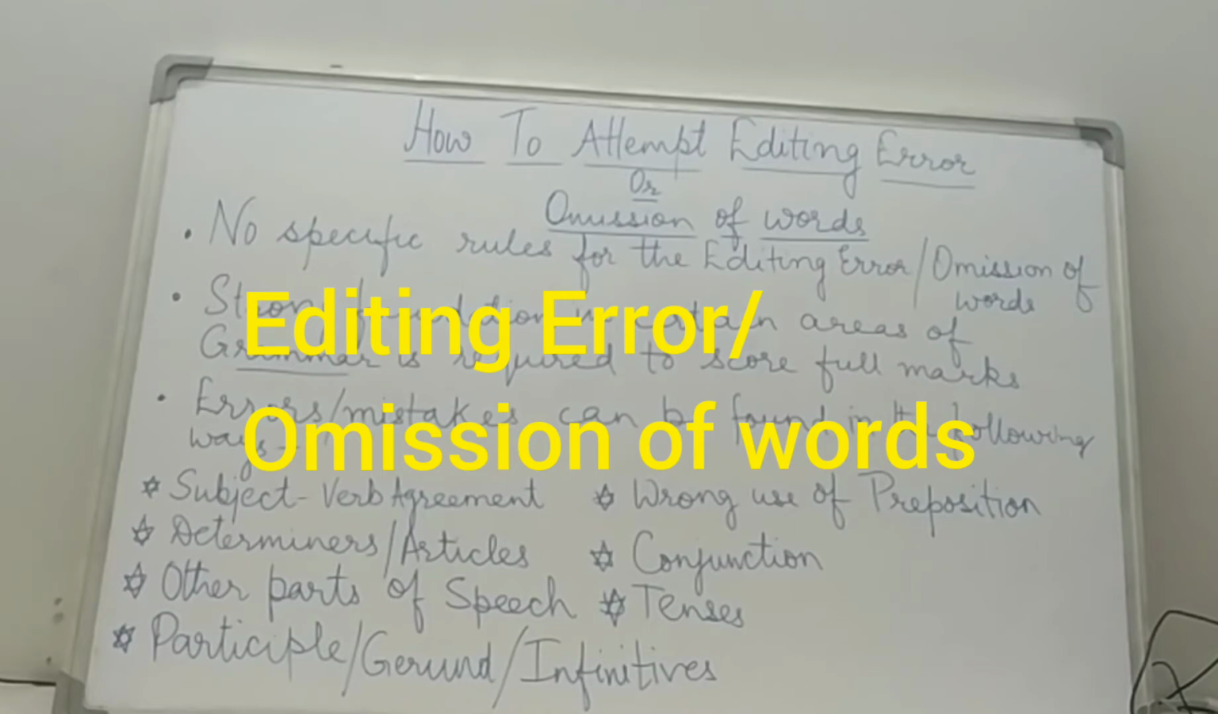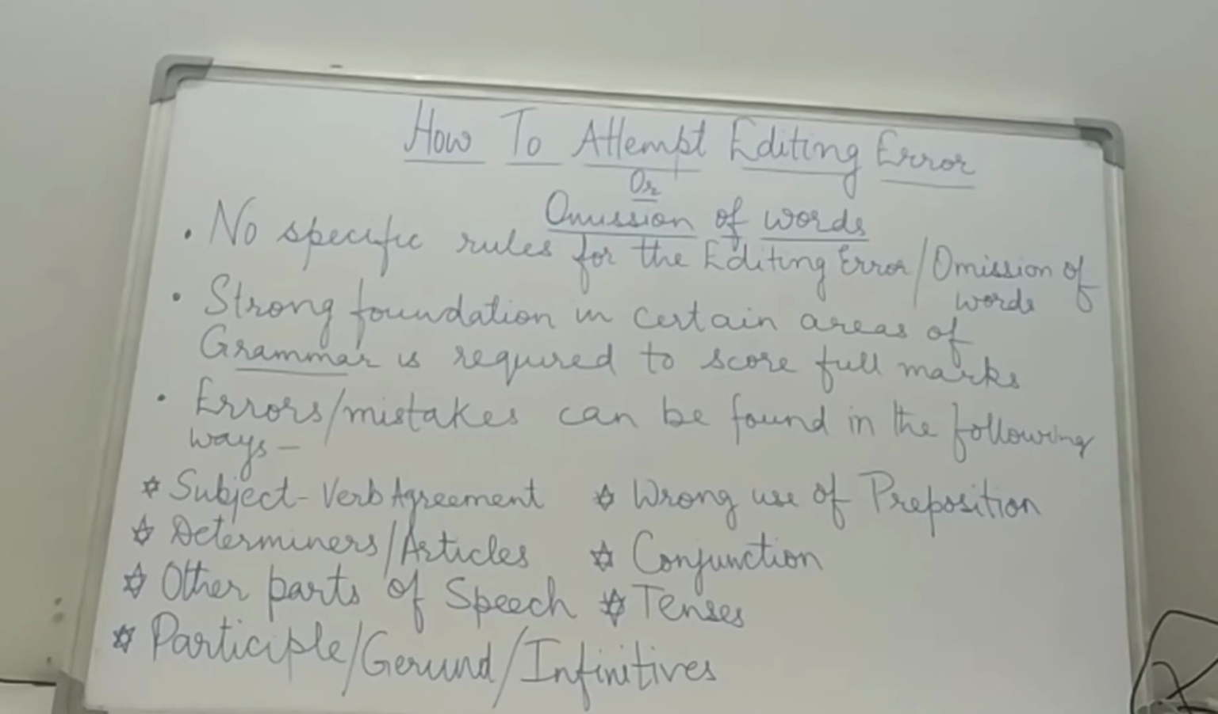Once again, I have come to teach you another important question of English language and literature paper of class 10th. Now this question is editing error or solving omission of words. This is the question which comes in the section B, writing and grammar section of the question paper. And this question, whether it is an editing error or an omission of words, is of 4 marks. There are basically 4 blanks in this question.